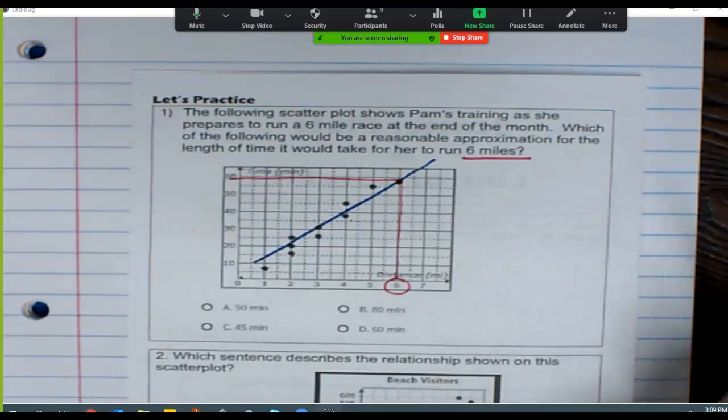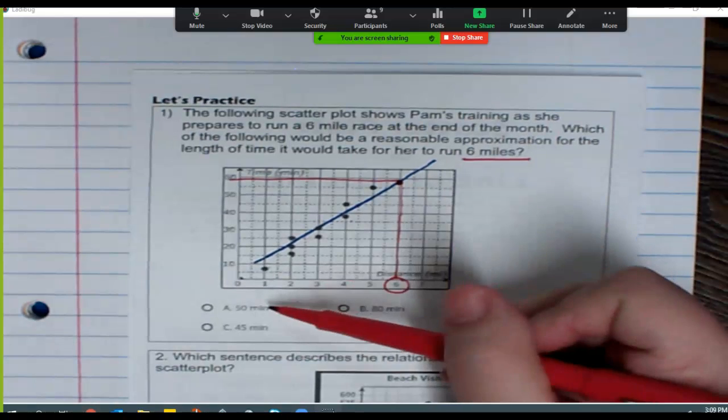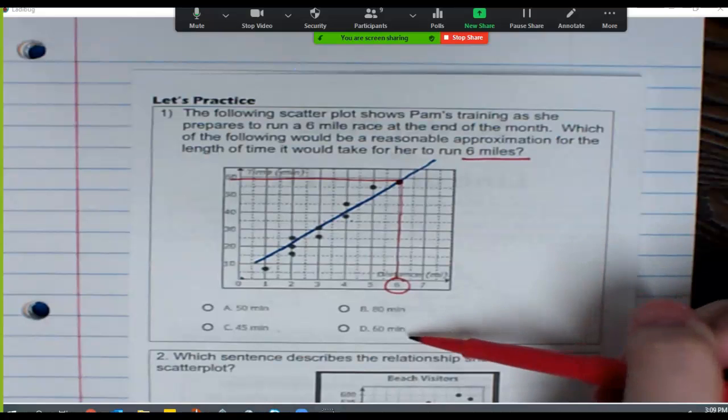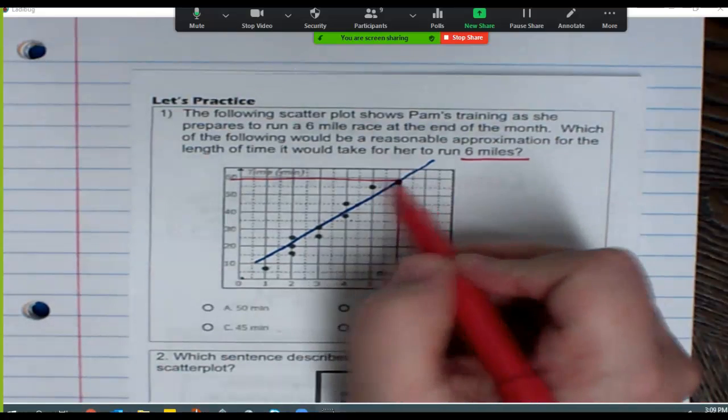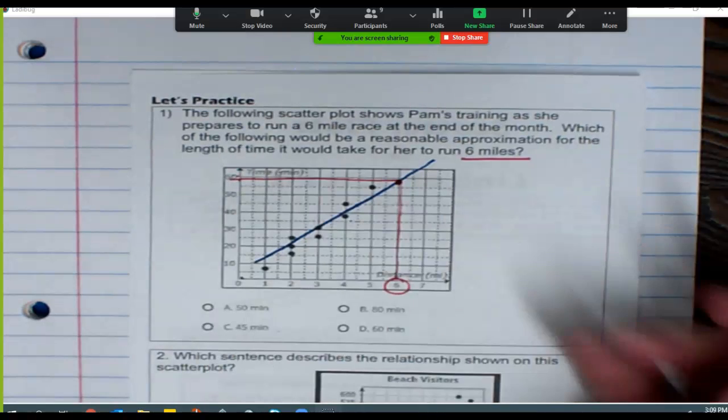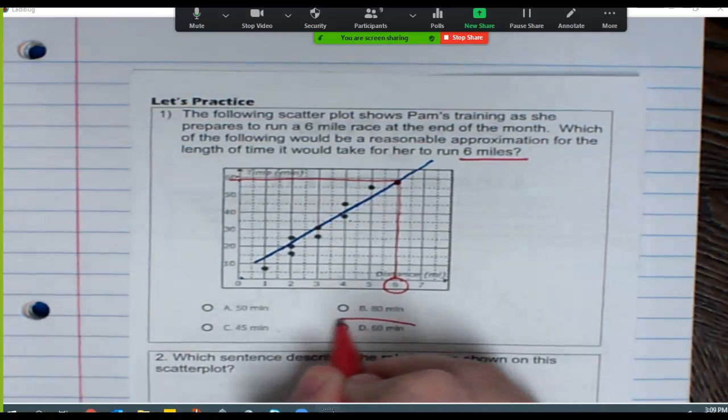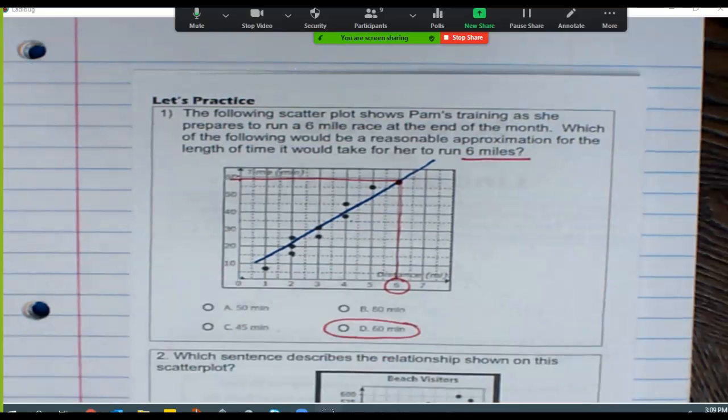Well, look at my answer choices. What do you think would be the best answer choice? I have 50, 45, 80, and 60. It's closest to 60, right? Because 60 is right here. My line was just right below it. Because remember, again, we're estimating.